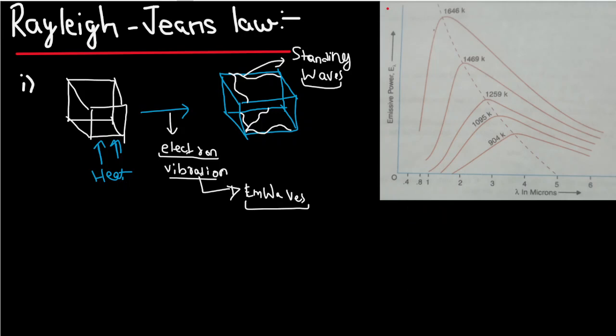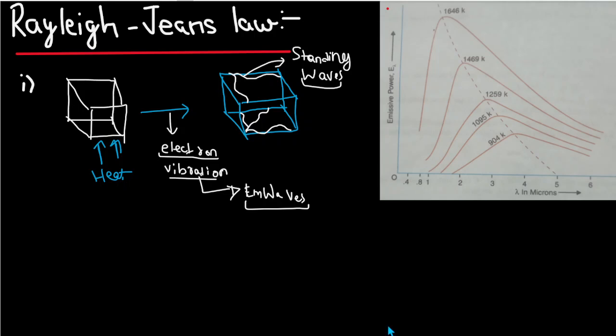Before studying the Rayleigh-Jeans law, you have to understand the concept of standing waves. But why do we have to understand standing waves, and what is the link between standing waves and blackbody radiation? To understand it, you have to think like this.